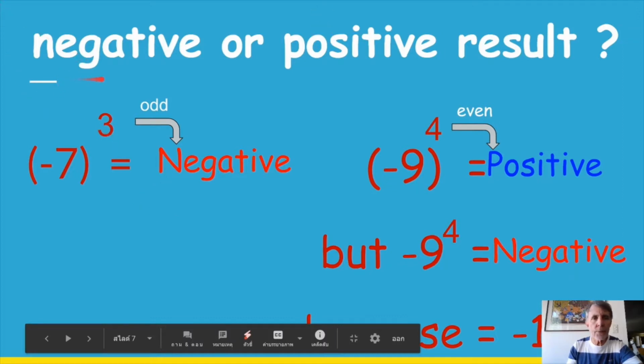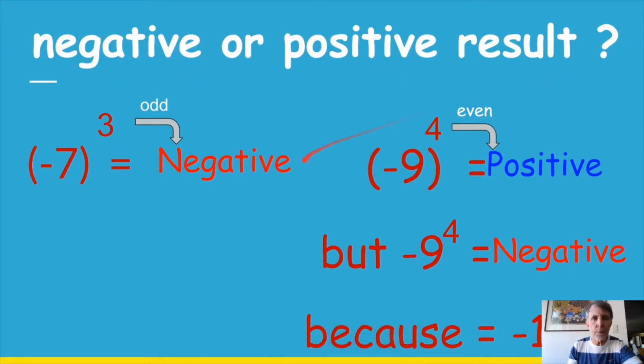Just kind of checking for understanding, will this be negative or positive? So here we have negative 7 to the 3rd power. There would be 3 negative 7s written out. So since there were 3 of them, that's odd. The result would be negative. Negative 9 to the 4th power. Since we'd have 4 negative 9s, and 2 of them together would be positive, and 2 more would be positive, this would be a positive result.